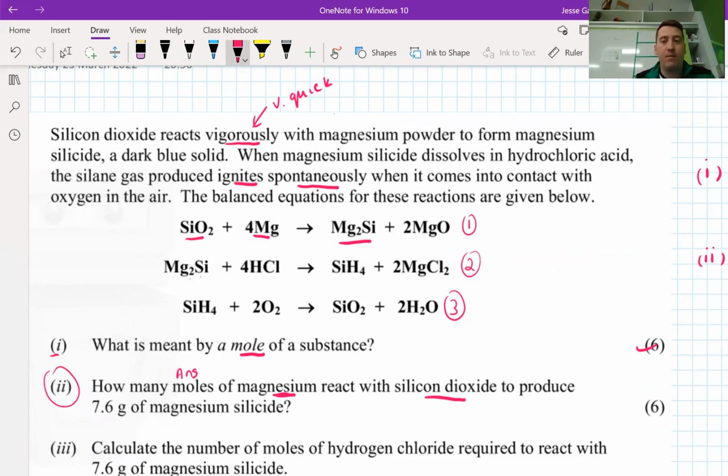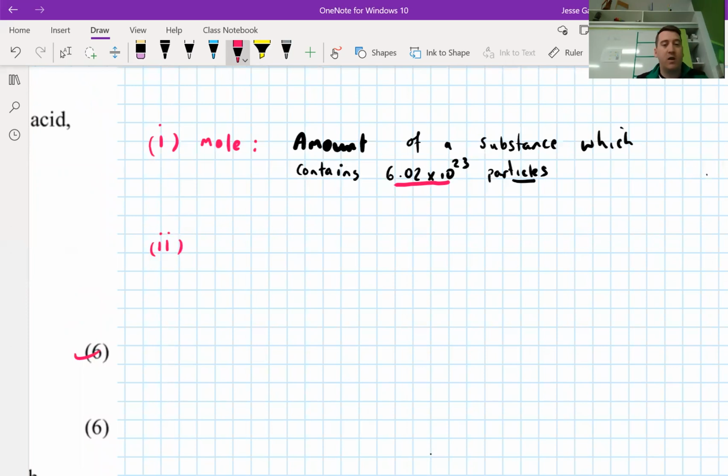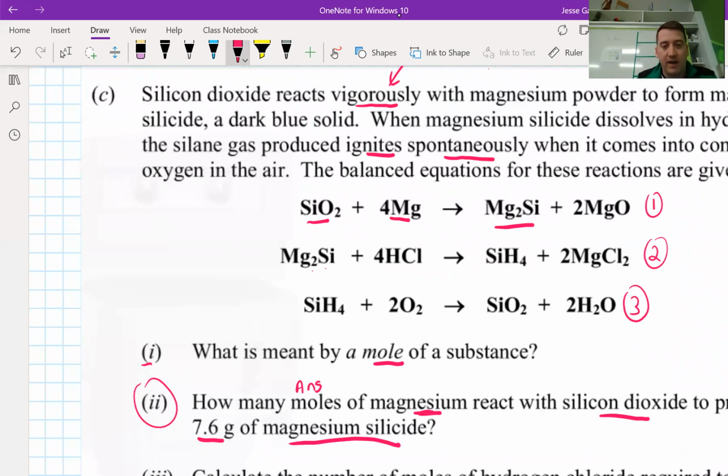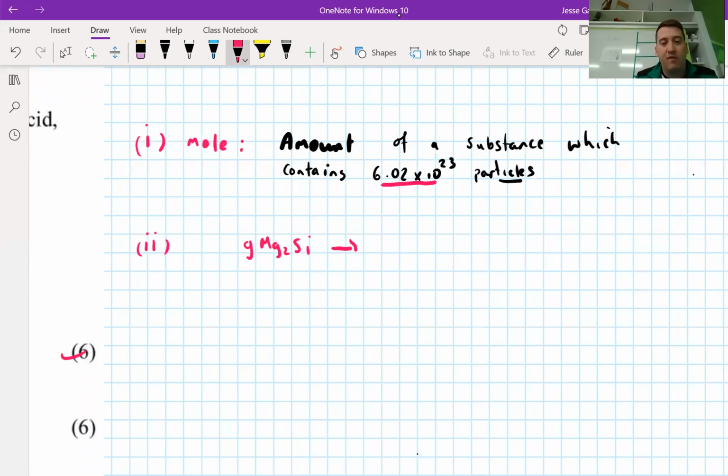Okay, so hopefully you were able to have a go at it. If you weren't able to, I'm going to help you plan out the conversions that you need to do here. So what conversions are we going between here? The first thing that we're going to do is go from grams of magnesium silicide, because that's what we started with, 7.6 grams of magnesium silicide, which is this here. Before we can do anything, we always have to go to moles. So we're going to go to moles of magnesium silicide, Mg2Si. So this is conversion 1.